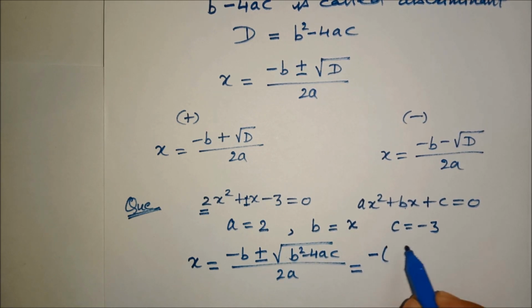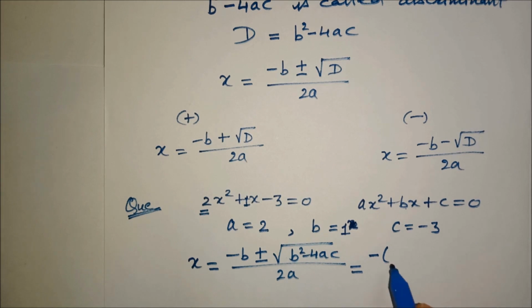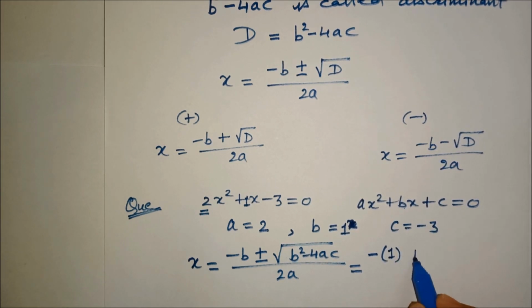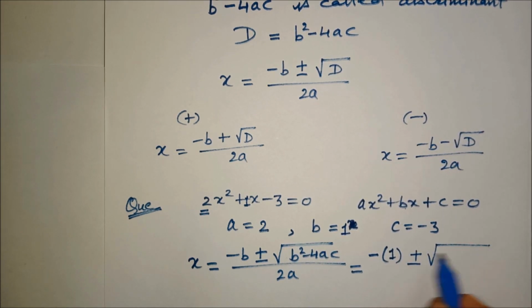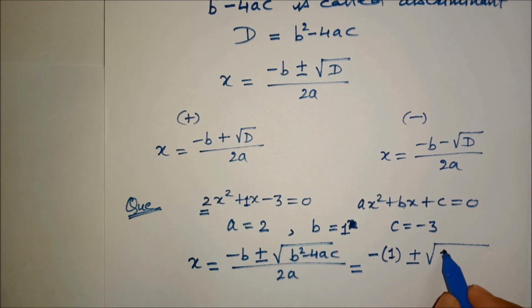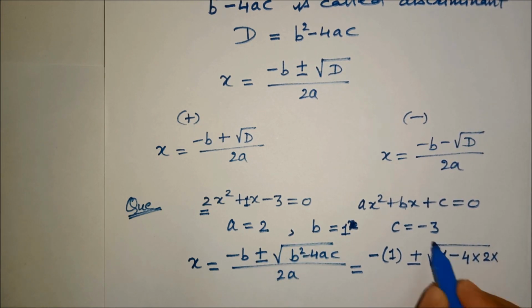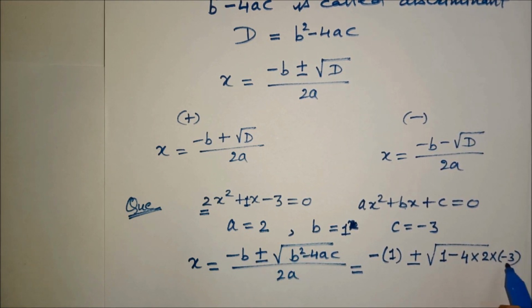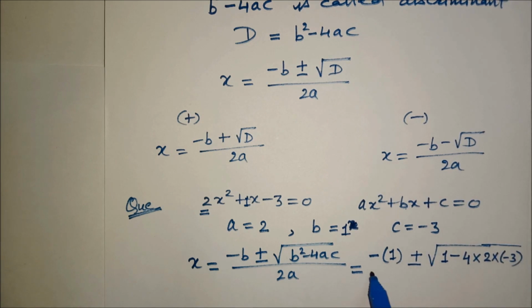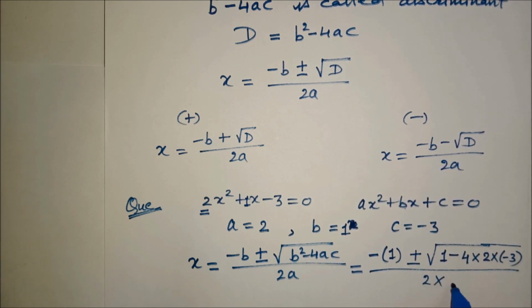The value of b is 1, so we write here -1 ± √(b²). The value of b is 1, minus 4 into the value of a, which is 2, into the value of c, which is -3, upon 2 into a, which is 2.